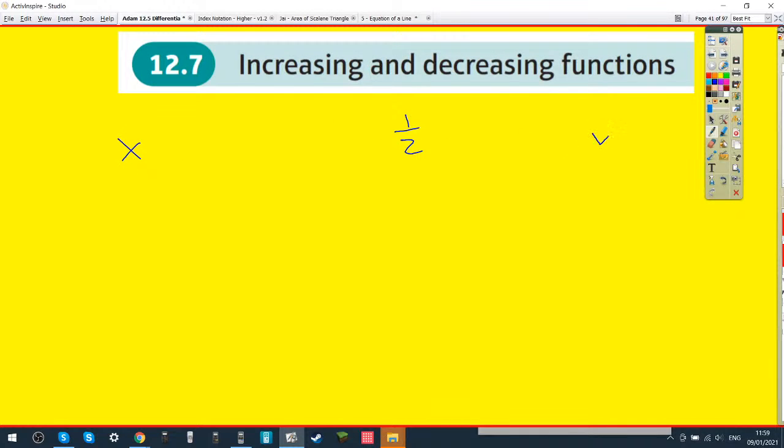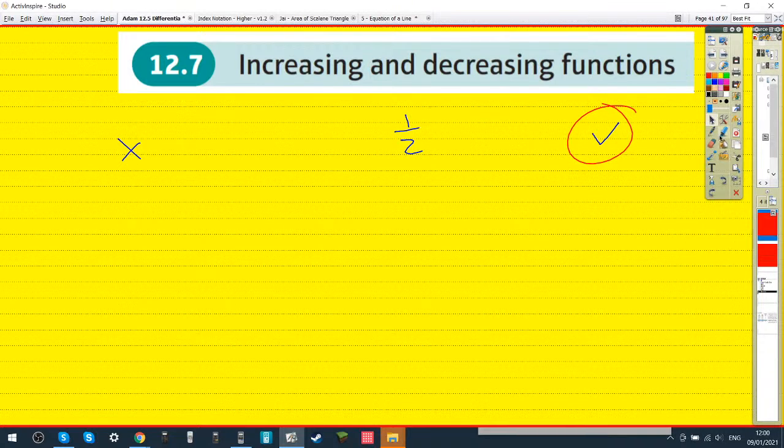What do you give yourself? Tick. We got it. Great. And we got 2 sections. I'm happy. And so continue this next time.